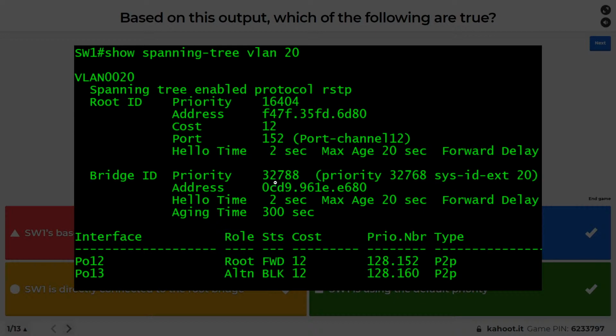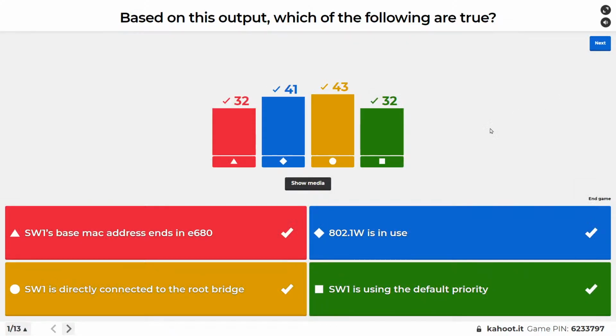So there's the 32.7. It's actually 32,768, which is right here. And then they also include the actual VLAN number along with that. So that is the default priority for a switch. And it's also using rapid spanning tree. And that's shown right here. Spanning tree enabled protocol RSTP, which is rapid spanning tree. Or as his friends call him, 802.1W.